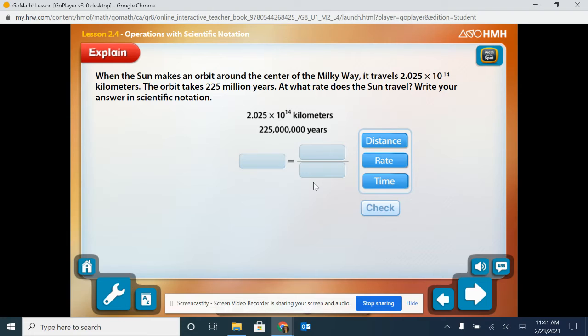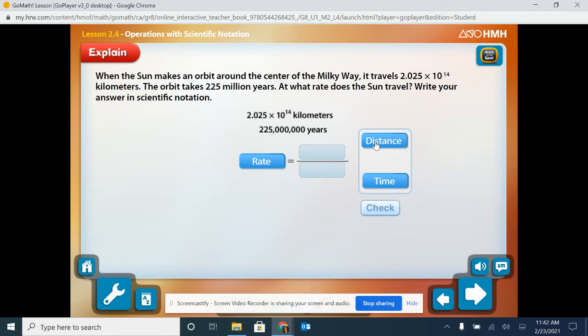Use the terms distance, rate, and time to write an equation that relates the information you have and the information you want. So a little while ago when he had that little sign, it said rate and it said miles per hour. So right here, what is the rate? That's what we're looking for. So I choose rate, it's miles, or kilometers, in this case, kilometers.